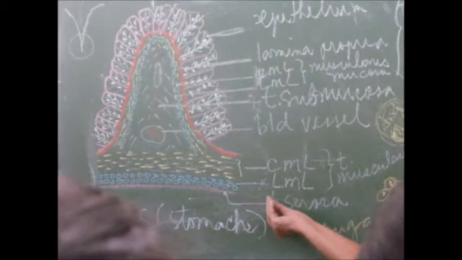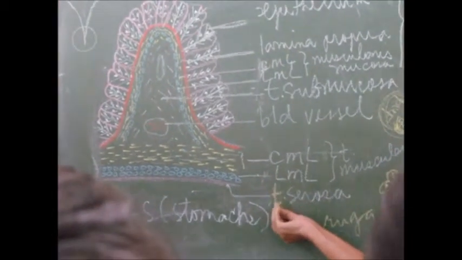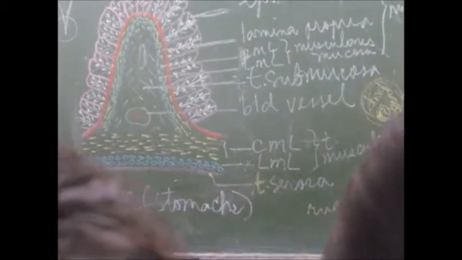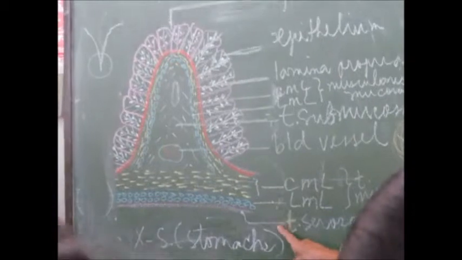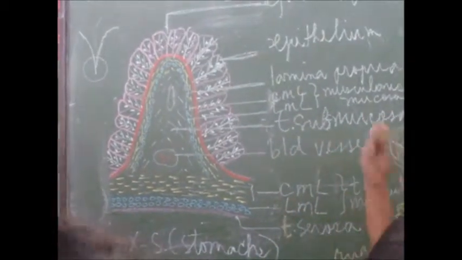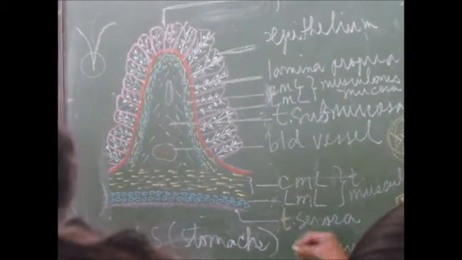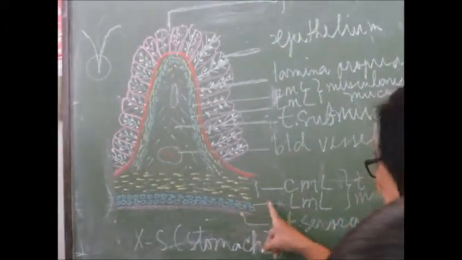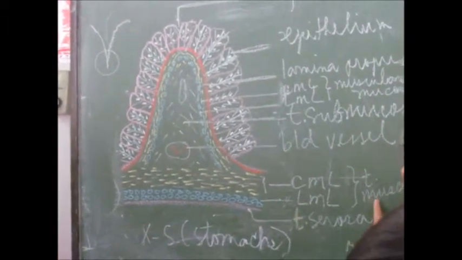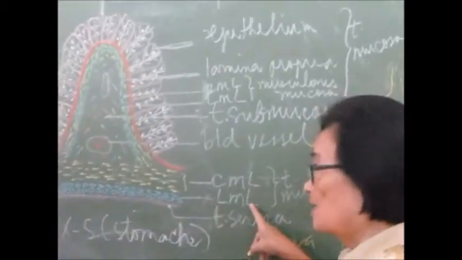Now this tunica serosa is actually a continuation of the visceral peritoneum. The visceral peritoneum covers all the outer part of the internal organ. Now, going inward, you will find the tunica muscularis, which is composed of 2 layers.